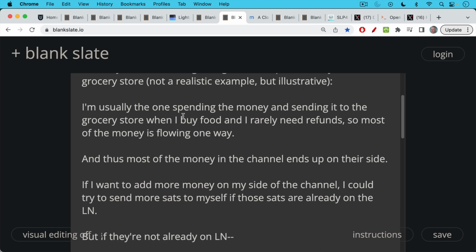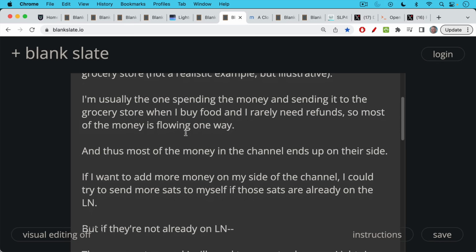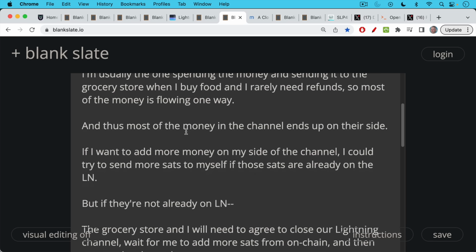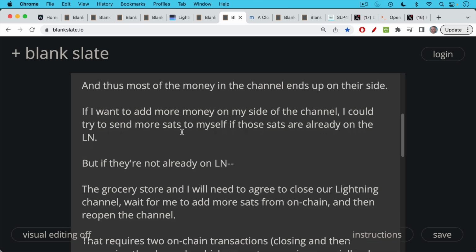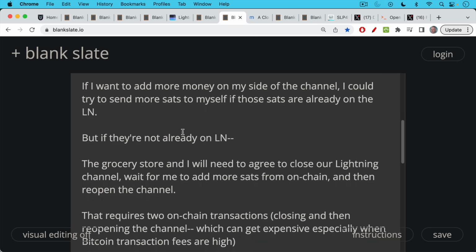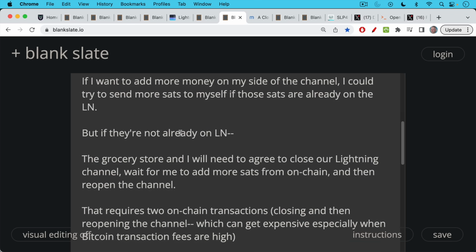Now, if I want to add more money to my side of the channel, I could try to send more sats to myself if those sats are already somewhere on the Lightning Network. But if they're not already on the Lightning Network and I can't get someone else to send me some sats on the Lightning Network, then the grocery store and I will need to agree to close our Lightning channel, wait for me to add more sats from on-chain, and then reopen the channel using those additional sats.